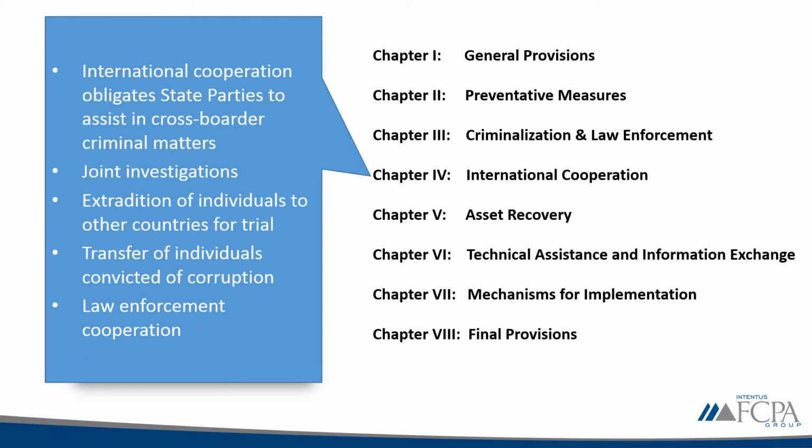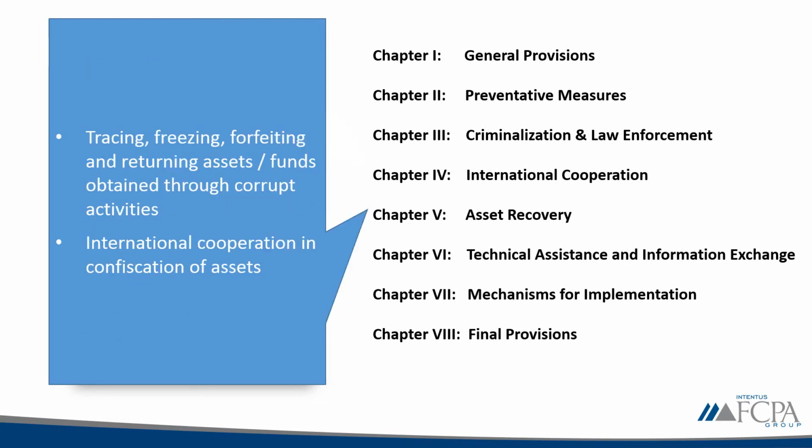Chapter 4 talks about international cooperation between state parties, which is obligatory to assist in cross-border criminal matters, joint investigation, and extradition of individuals to other countries for trial. This is important to note because even if your country doesn't have extradition treaties with other countries, individuals can now be extradited for corruption charges, and individuals convicted of corruption can be transferred to serve time in other countries.